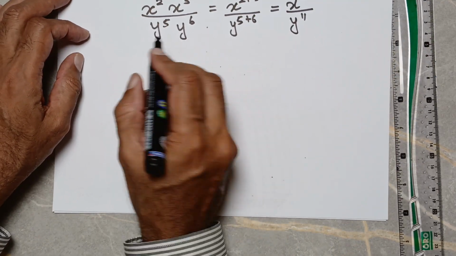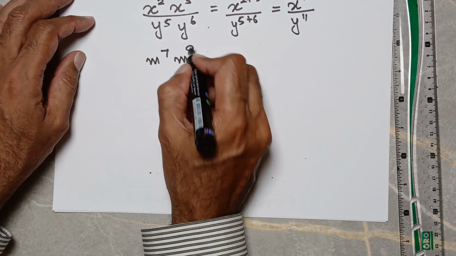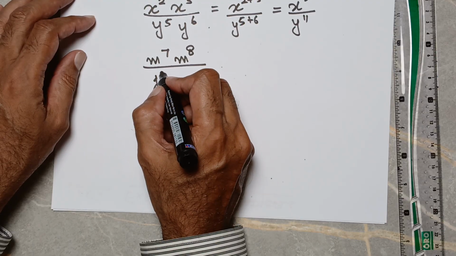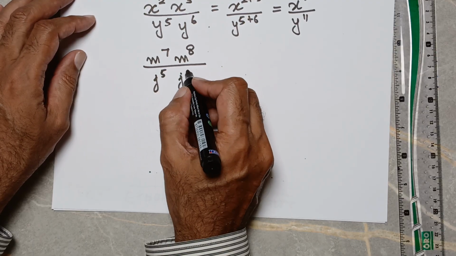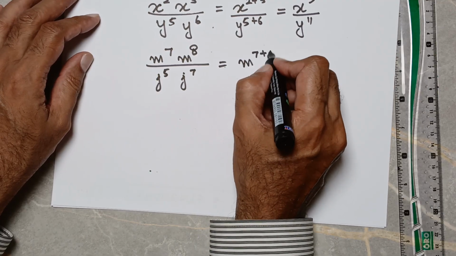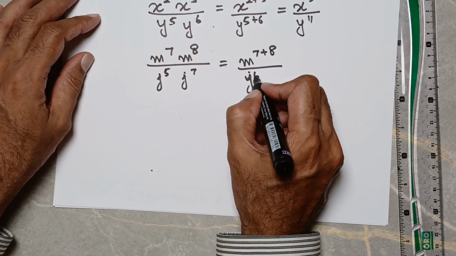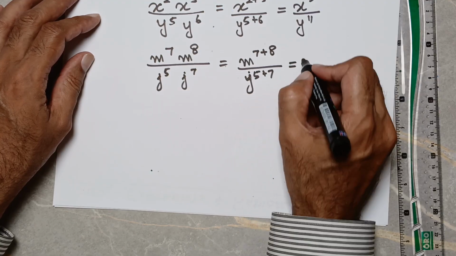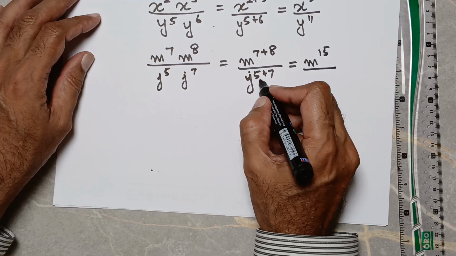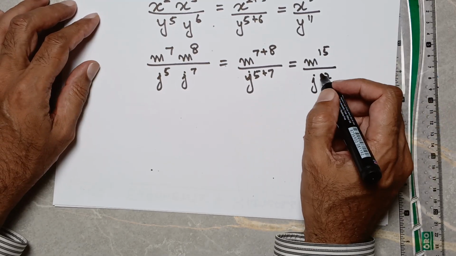Suppose that we have another question: m to the power 7 times m to the power 8, and j to the power 5 times j to the power 7. We add m, 7 plus 8, and j, 5 plus 7. It will give you m to the power 15 and j to the power 12. In this way, you can easily solve.